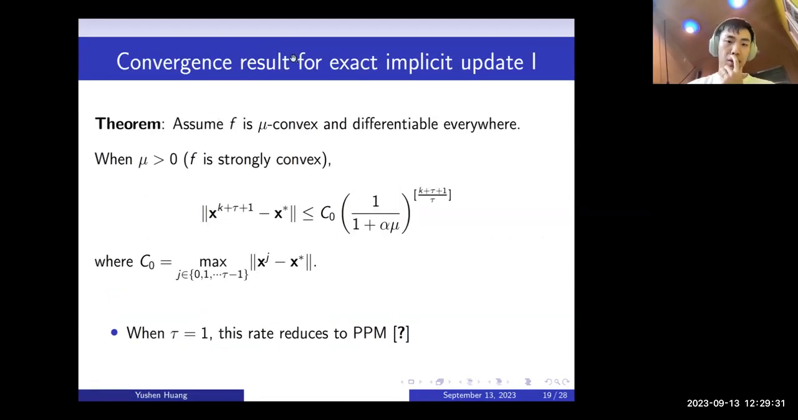The first thing is the convergence result for the exact implicit updates. Assume that f is a mu-convex and differentiable function. When mu is larger than 0, it will converge linearly with rate 1 divided by 1 plus alpha mu. And when tau equals 0, the rate reduces to that of the proximal point method.